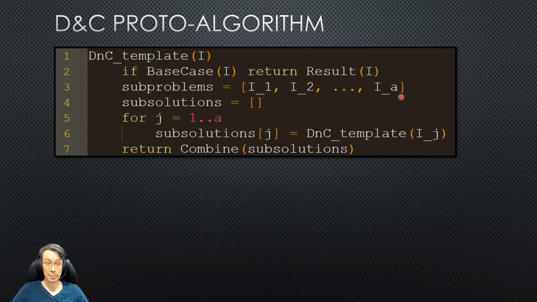So, for example, in a merge sort, we would split the array in half, and 2 halves of the array would be our subproblems. Or in a binary search, we might in fact only have one subproblem, which is just the half of the array that we're going to search recursively. Then we can define an array of solutions to those subproblems, or sub-solutions, if you will. And then we iterate over all the subproblems and compute subsolutions by recursively calling the template on our subproblem. Finally, we combine all of our subsolutions and return the result.